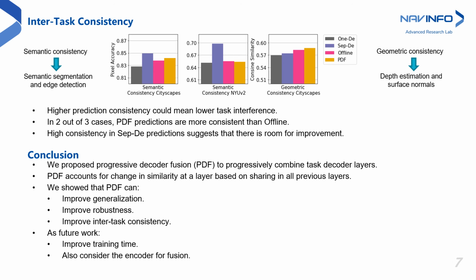Conclusion: we proposed progressive decoder fusion to progressively combine task decoder layers. PDF accounts for change in similarity at a layer based on sharing in all previous layers. We showed that PDF can improve generalization, robustness, and inter-task consistency. As future work, the training time of PDF can be improved, and the encoder can also be considered for fusion.